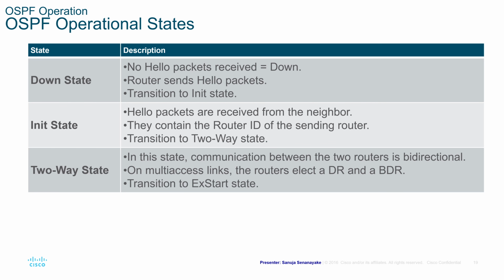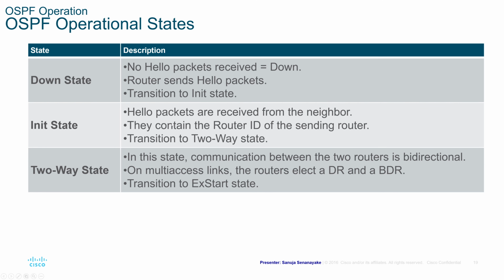OSPF operational states. Down state. The down state is when no hello packets are received. That means it is down. The router sends hello packets. Transition into the init state. So if there are no hello packets received, the router sends hello packets. However, it will eventually transition into the init state.